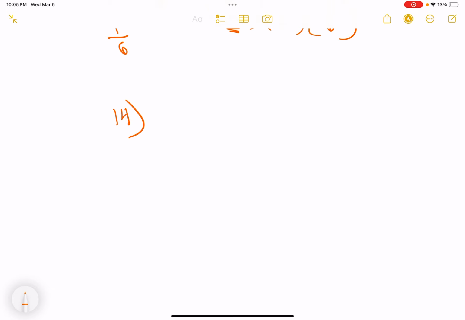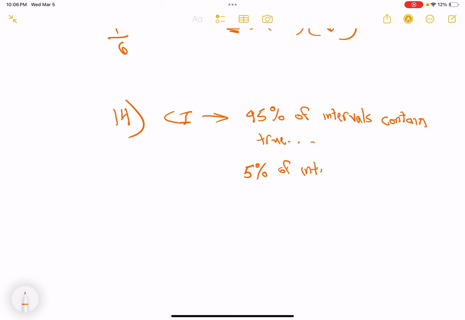All right. I already said this, but to be very clear, one last time: in a confidence interval, if, for example, 95% of intervals contain the value, that means 5% of intervals do not. I'll spend no more time on that.